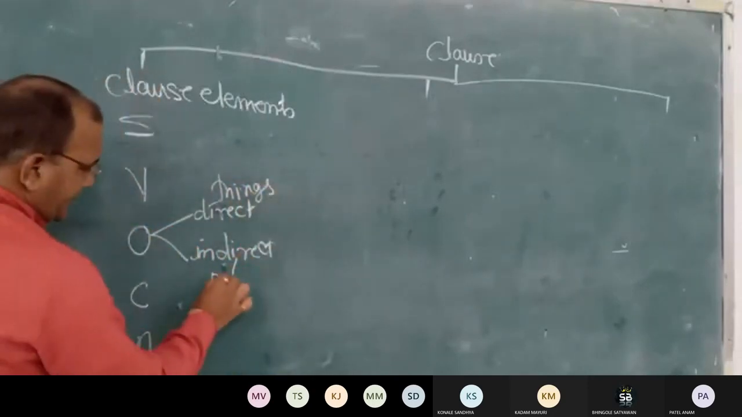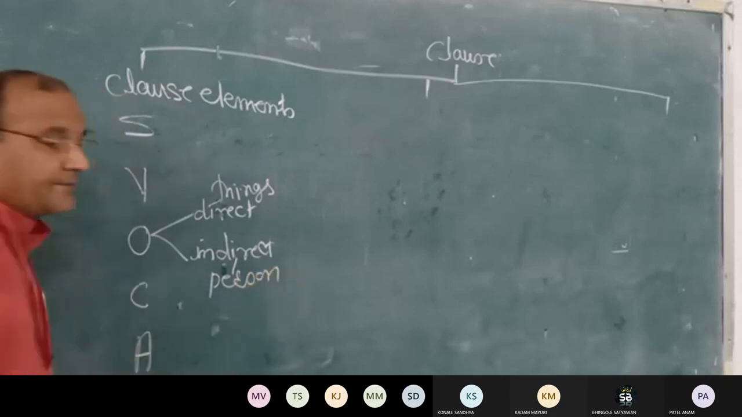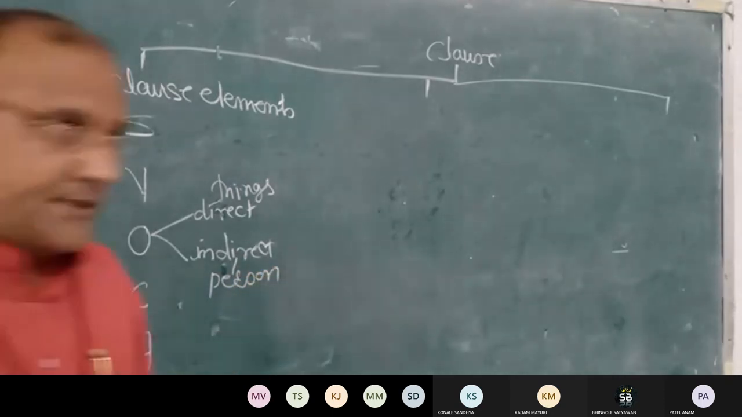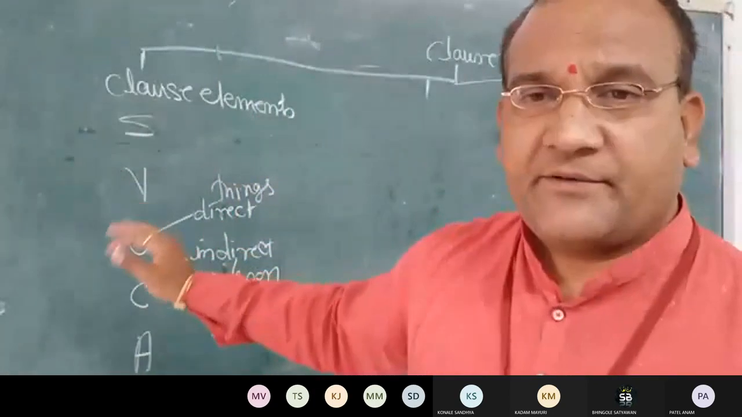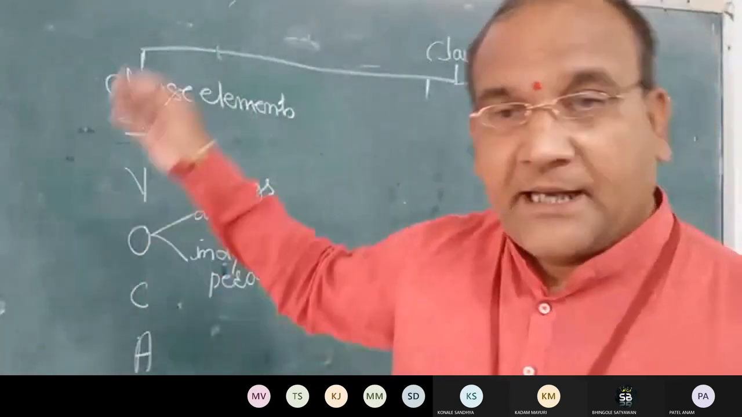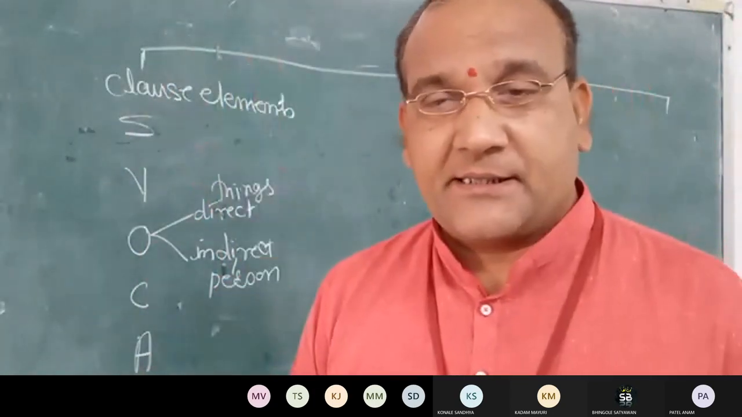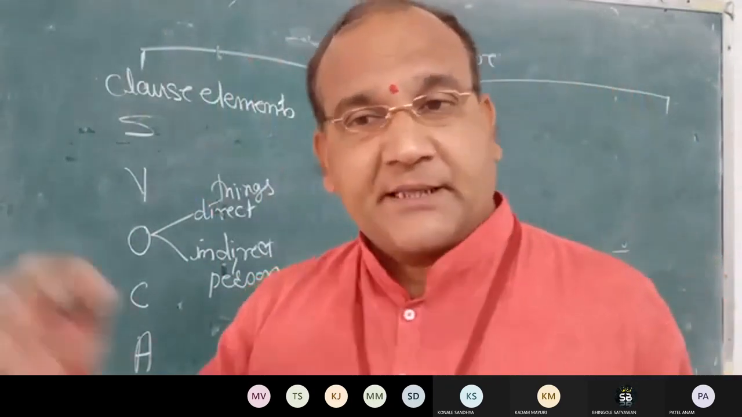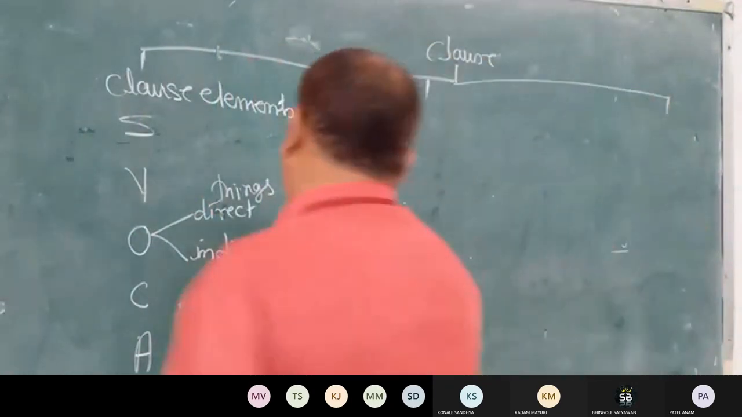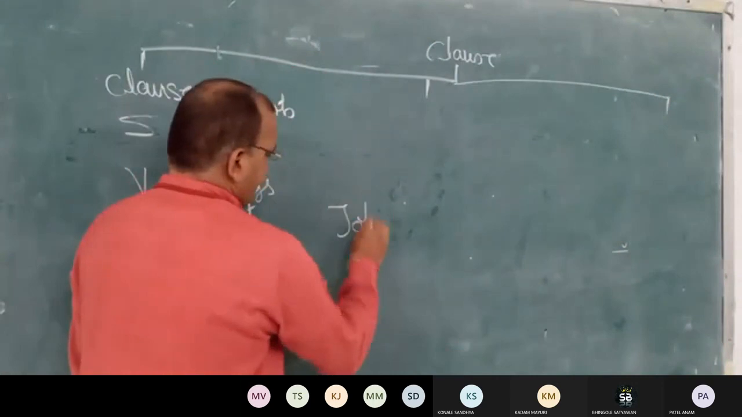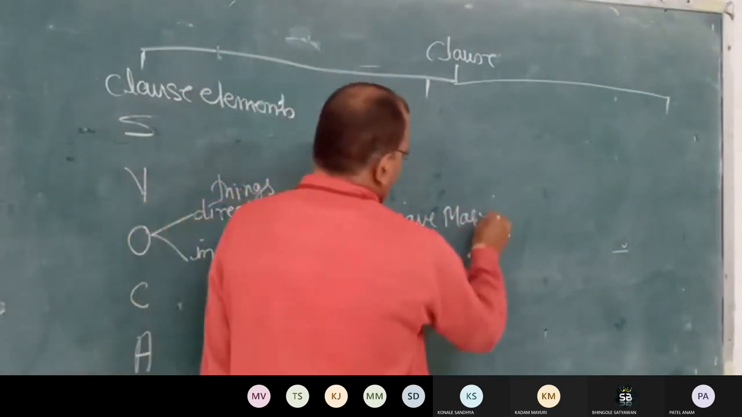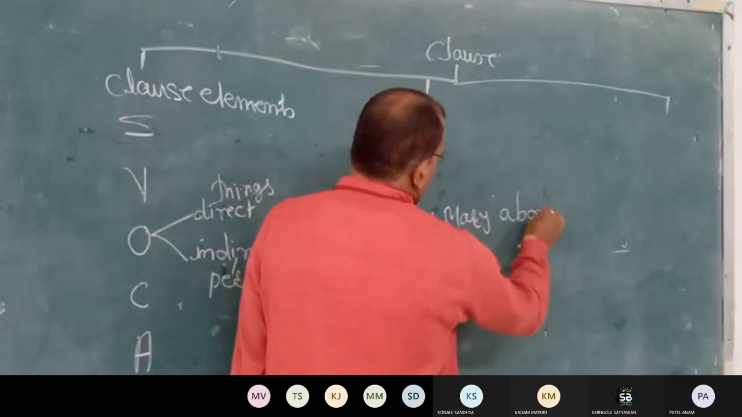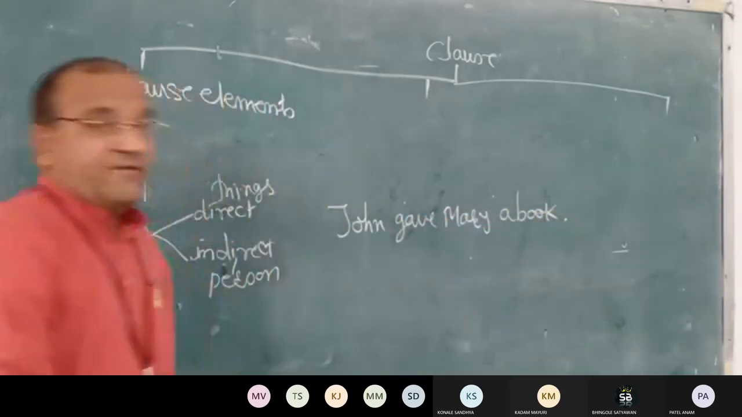Indirect object refers to person. Direct object refers to things. If both the objects are there in the sentence, indirect object comes first, direct object next. For example, John gave Mary a book.